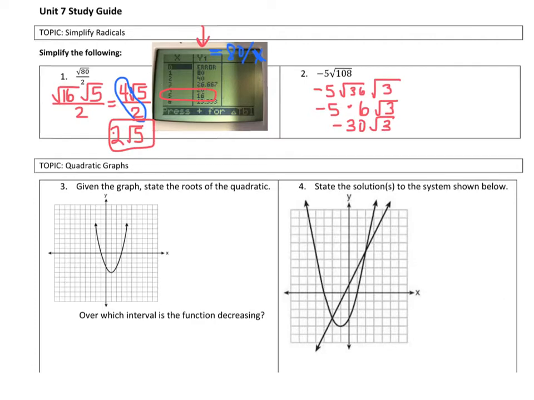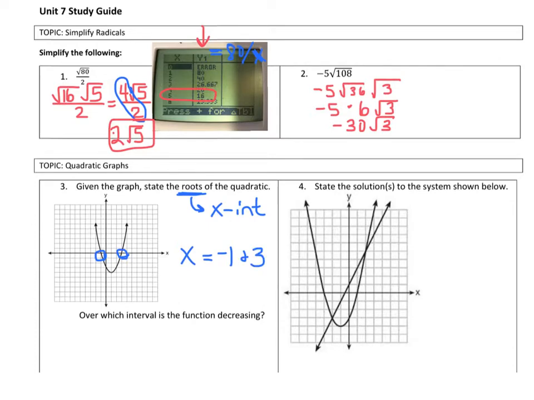Okay, number 3, we're looking at the graphs of quadratic functions. So number 3 is asking us to state the roots of the quadratic. Remember, the roots found on a graph are the x-intercepts. So it's where the graph crosses the x-axis, which we can clearly see happens here and here. And those are the x values of negative 1 and positive 3. So those are our answers for that first part.